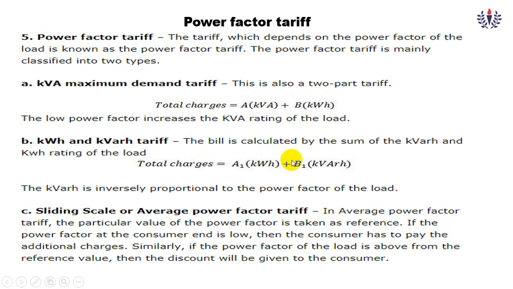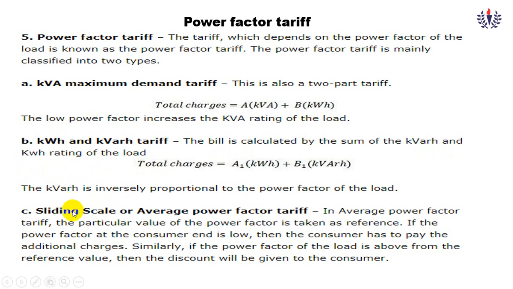The second one is where the bill is calculated by the sum of kVARH and kWh, the units consumed. Here we are talking about the reactive power and the active power. So this bill is calculated based on the kVARH, that is reactive power, and the kWh, that is active power. And one more is the apparent power. The apparent power is inversely proportional to the power factor. So based on this, they will charge.